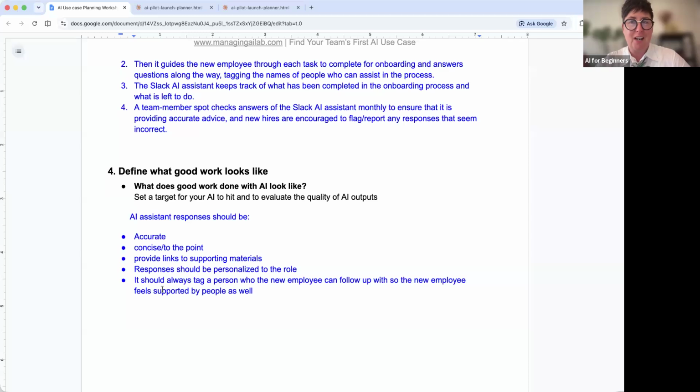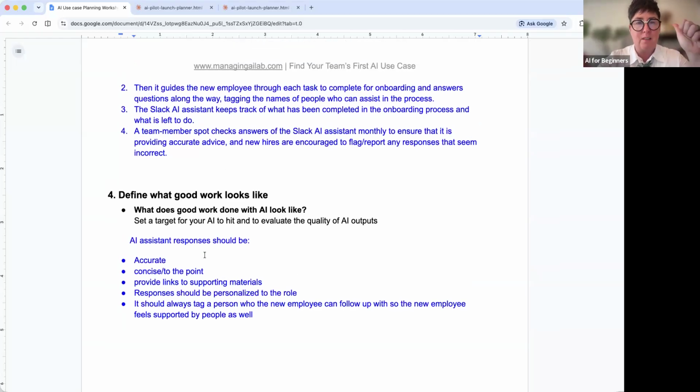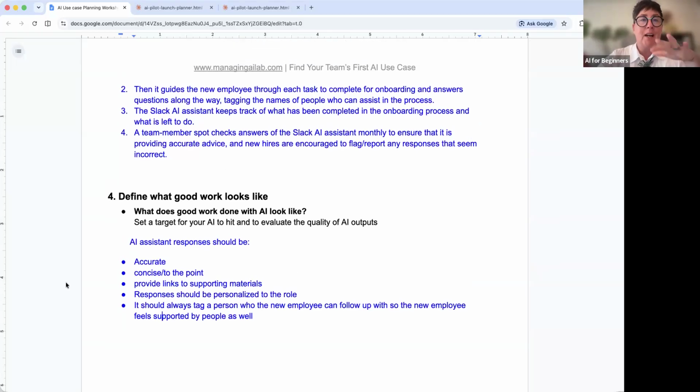Okay, so yes, we're using AI, but they're new. We don't want them to feel like they're on their own. So I want my responses to also include, like, here's someone you can ask with further questions, and tagging them. Okay, so this is what it looks like to define your AI workflow, getting specific. What does good look like? What is the job to be done? Now, that is how you prepare and find your team's first AI use cases.